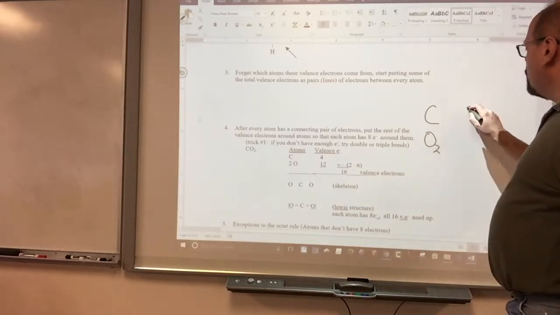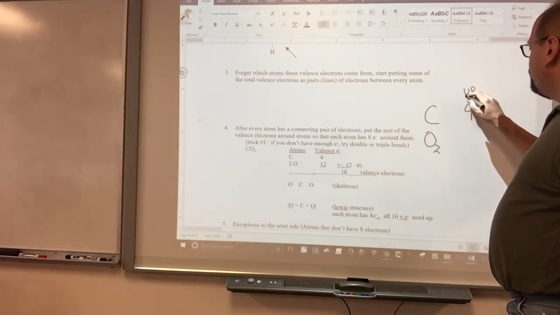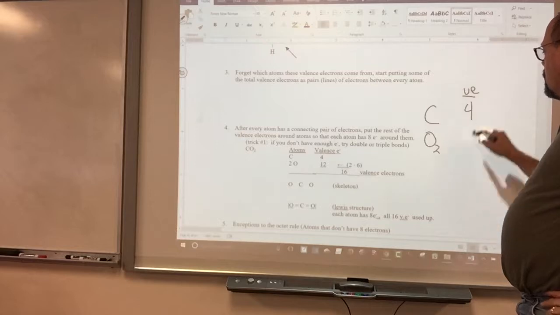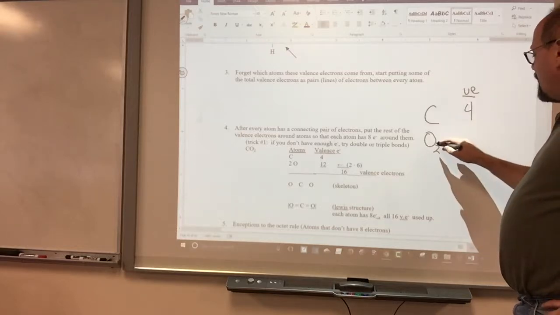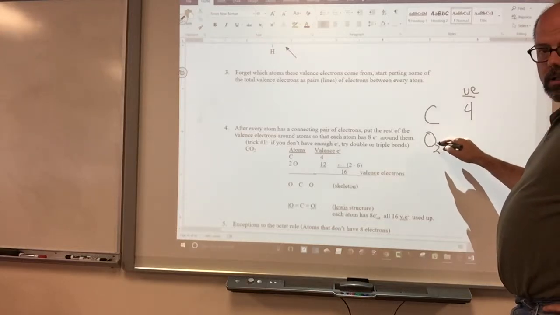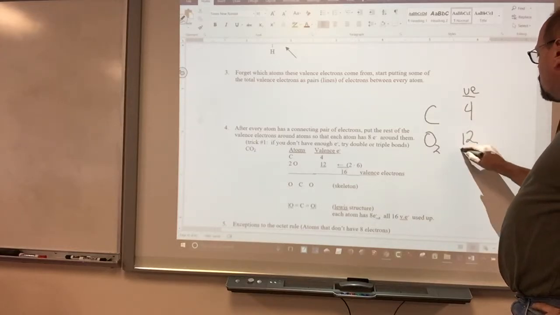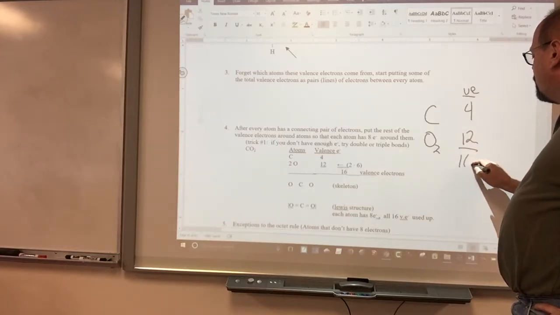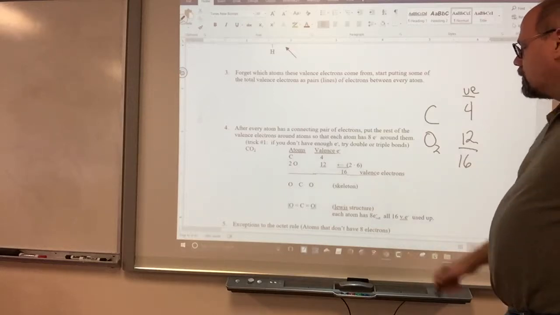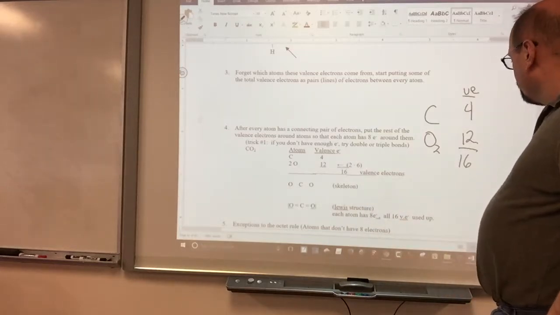Okay, a carbon has 4 valence electrons. Usually I put the word VE for valence electrons. I've got 4 for that carbon. Each oxygen has 6 because of where it is in the periodic table. It's the 6th column over, and there's 2 of them, so that's 12 valence electrons. So totally I have 16 valence electrons. Okay, that's what the notes are showing.